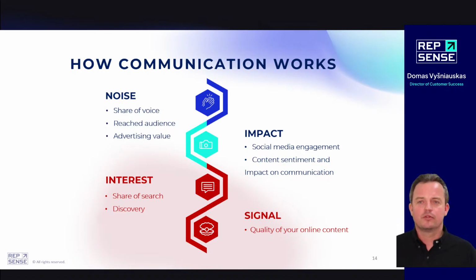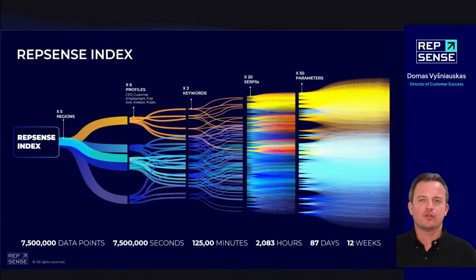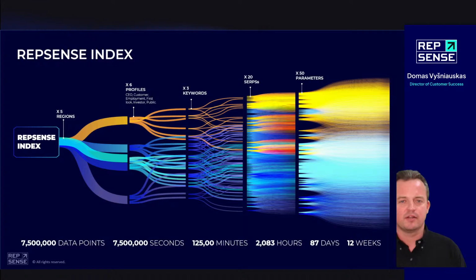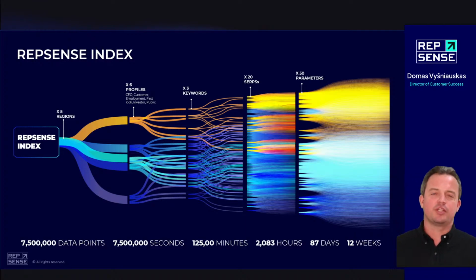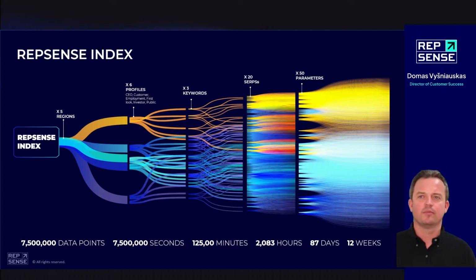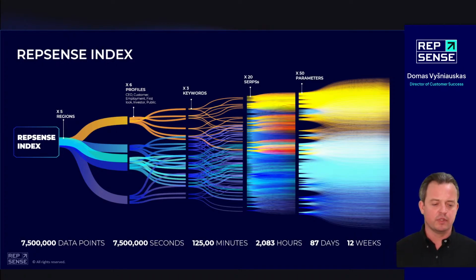So to give you an understanding of how this works and how we get those measurements, I have to talk a little bit about one of the products that we have. It's the Repsense index, or reputation index as we call it. So, how the data is collected. To understand that, you have to think that when I'm looking for a company or a brand or a product, I might be looking at it from several different perspectives. So in this case, we have 6 profiles.